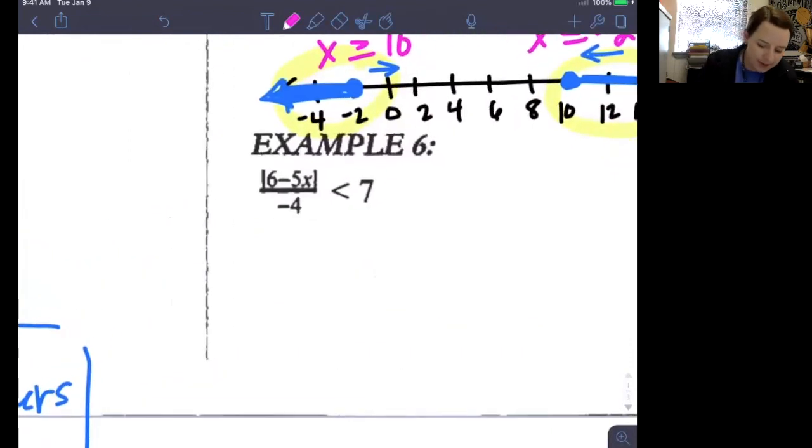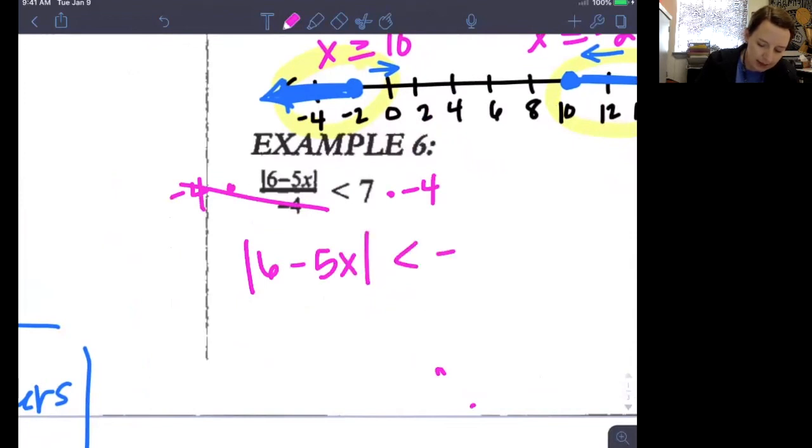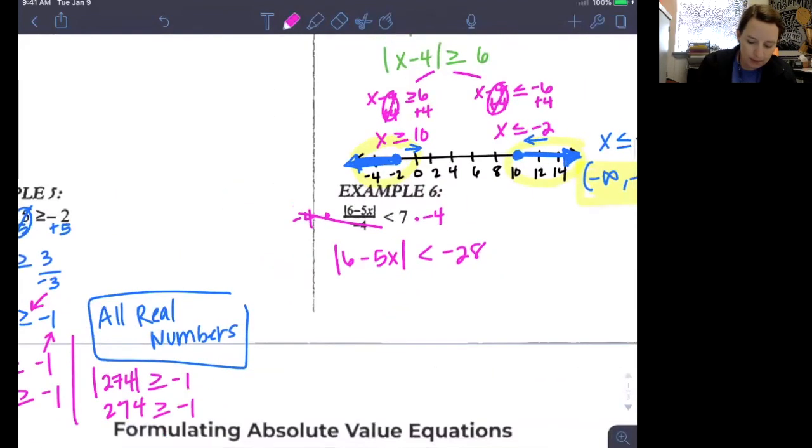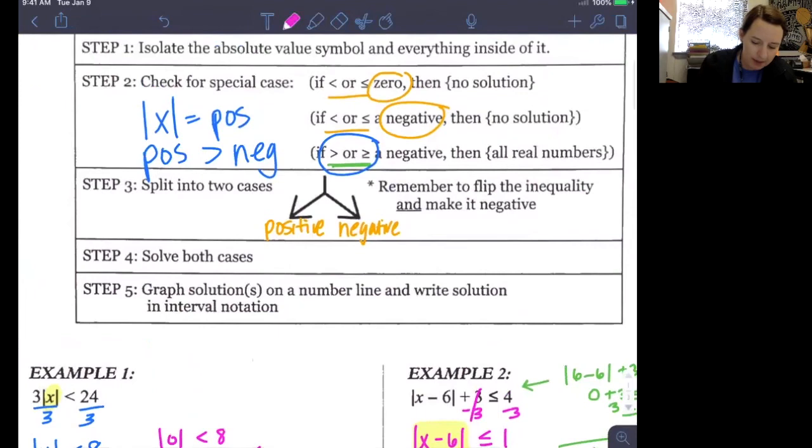Okay, and then looking at the flip side, let's go ahead and isolate this absolute value. So we're going to multiply by negative 4 on both sides. Absolute value of 6 minus 5x is less than negative 28. Okay, so here we have a negative and we have a less than symbol. So coming up here, if I have less than and it's a negative or a 0 on the right side, we're going to write no solution.